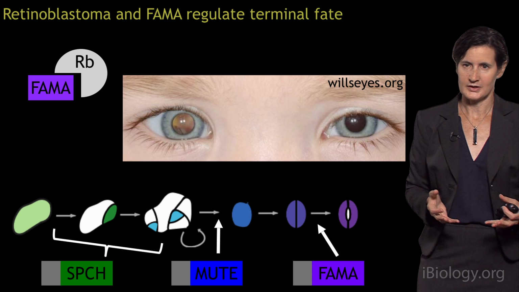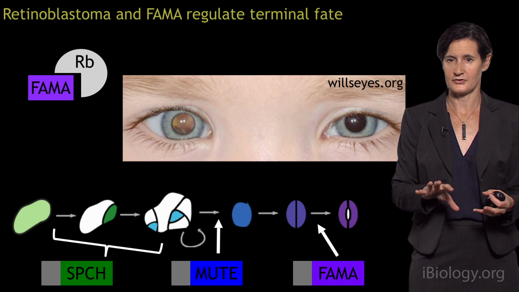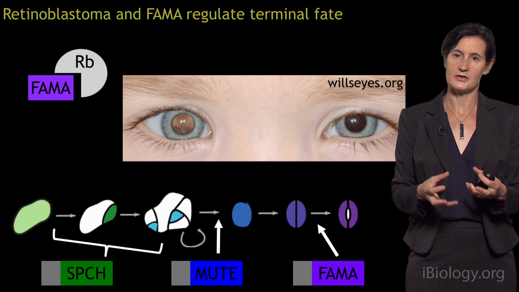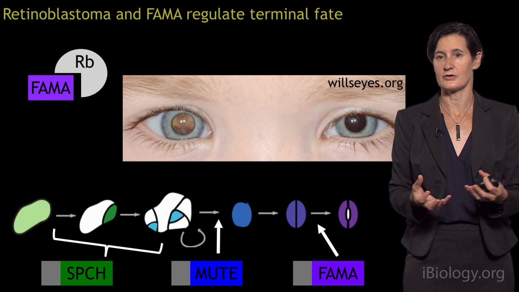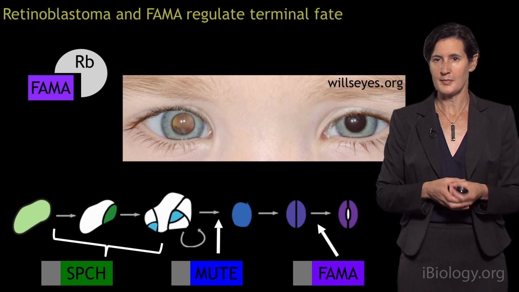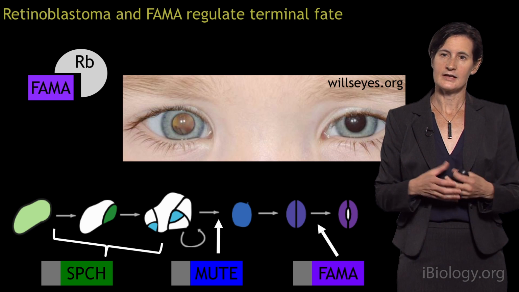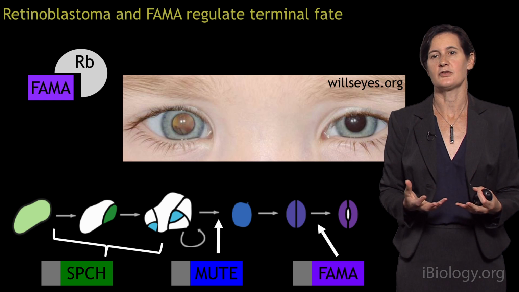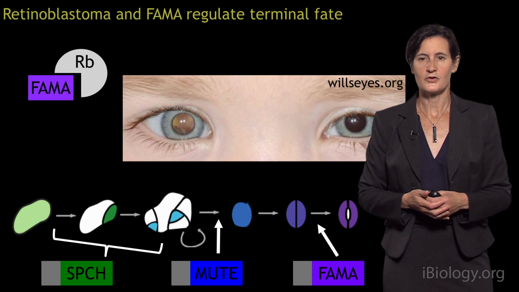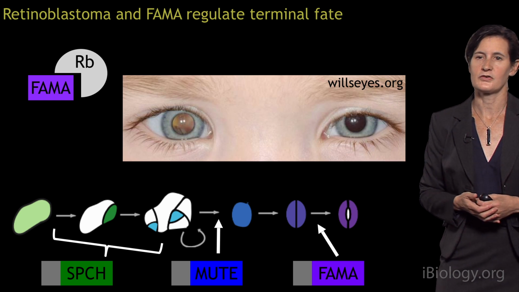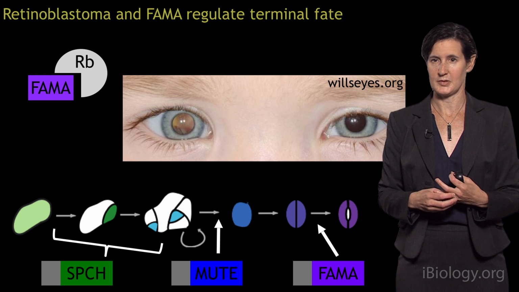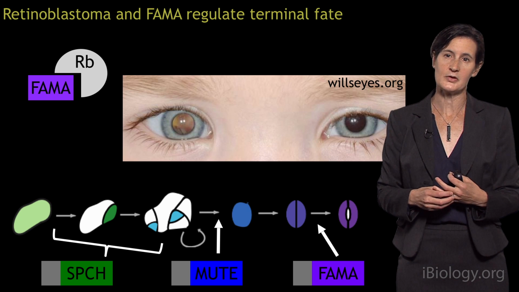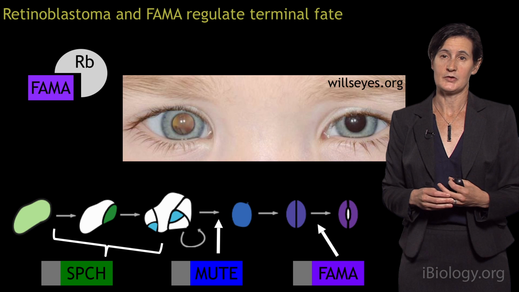So this is another story, and this is a story centered on FAMA. Again, remember, FAMA is another bHLH-type transcription factor. It's related to SPEECHLESS, but FAMA does something different. And again, this is something where we see animals and plants doing a very similar thing. So FAMA works in combination with a protein called retinoblastoma. And retinoblastoma has been studied by a lot of people in terms of tumors.